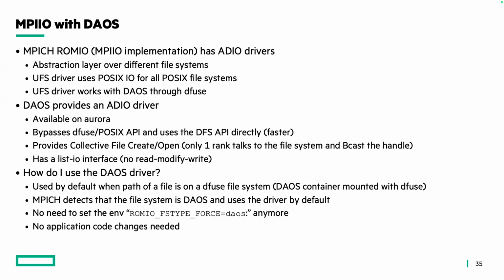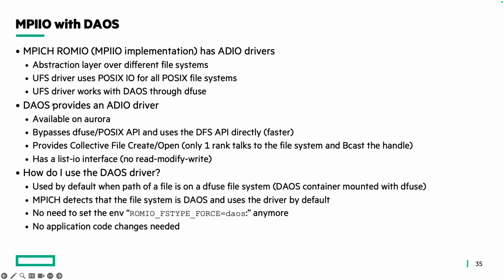That's not a problem. But DAOS also provides an ADIO driver that's installed with these MPICH versions on Aurora. This completely bypasses dfuse and the POSIX API, and it uses the DFS API directly. So if you're using MPI-IO, it's like using the DFS API directly without application changes. That's a big win.